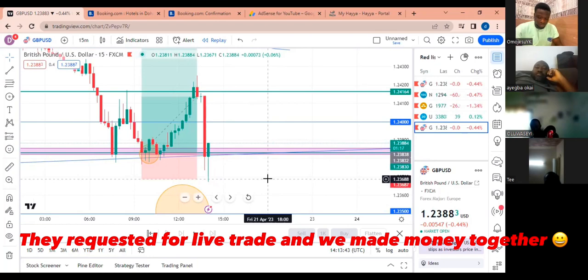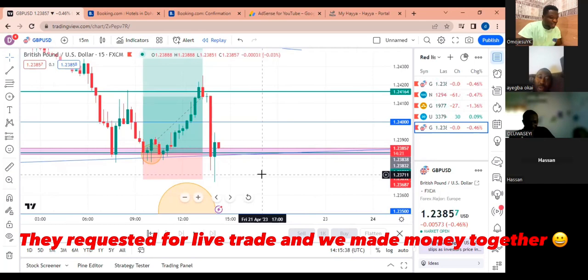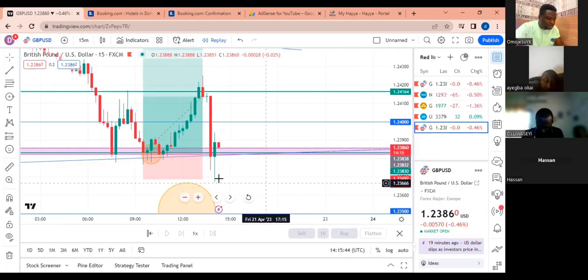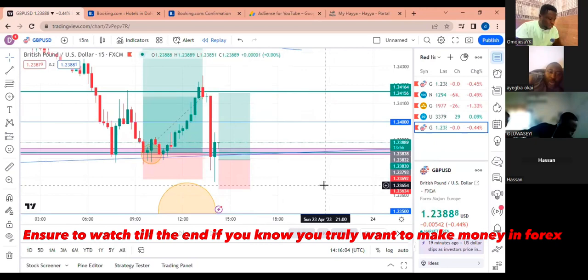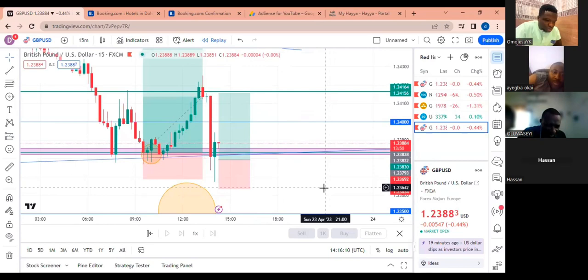You check 1 minute, you already have it. I've entered my first leg now. And the stop loss and the profit are going to be at this same point again. So the stop loss will be 1.2364. That's my stop loss.